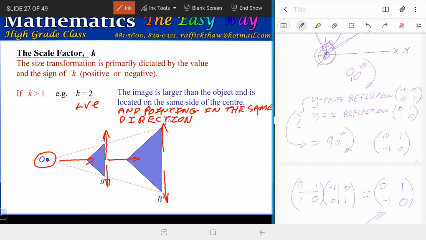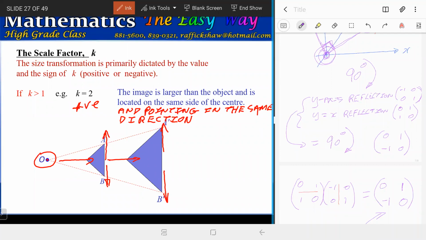So when the scale factor is positive, the image and the object will point in the same direction, and both of them will be on the same side of the center. For example, in this case, both of them are on the right of the center, and the points on the object and the points on the image are pointing in the same direction because the scale factor is positive.